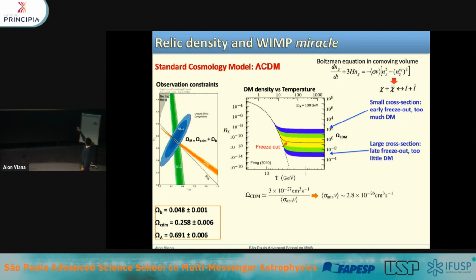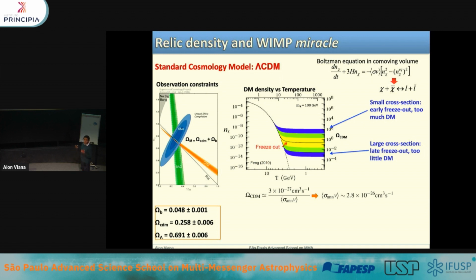Basically, this freeze out will depend on this parameter here that is called the annihilation cross section. Depending on where this freeze out happens in the evolution of the universe, you're going to have a density of dark matter that will be fixed. So in this very simple scenario, if you have a very small cross section, you're going to have an early freeze out, and you will be left with a lot of dark matter in the universe. On the other hand, if you have a large cross section, you will have a late freeze out, and you will have too little dark matter.